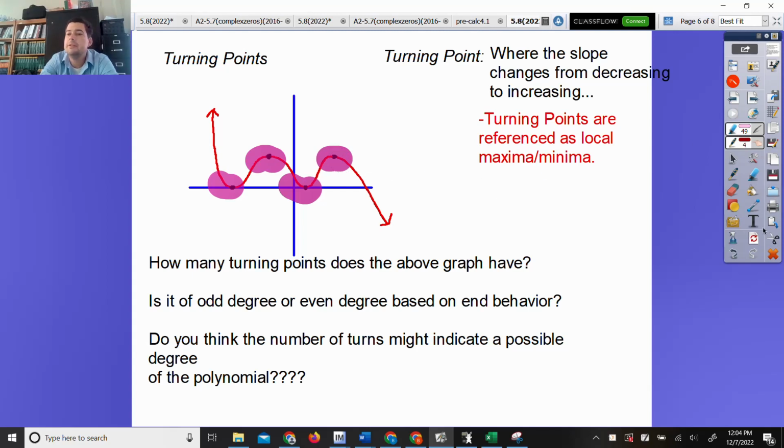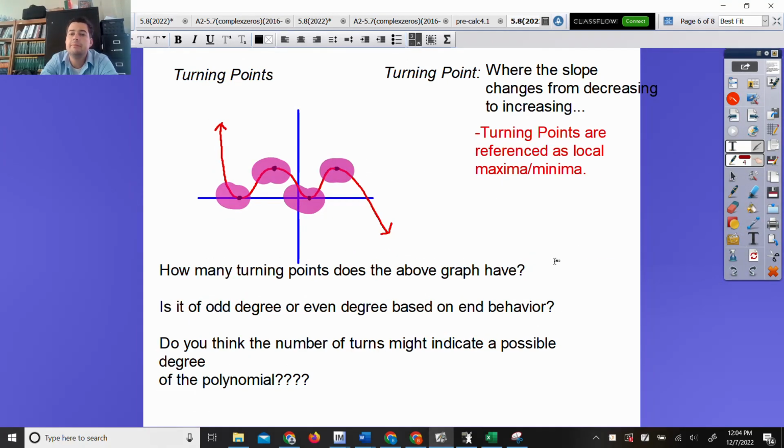So you guys told me this thing had 4. That's right. There are 4 of them. Based on end behavior, is it of even or odd degree? Odd. Starts high, ends low. It's actually a negative x to the odd, isn't it? Starts high, ends low. That's a negative x to the odd. Not too worried about the negative part of it.